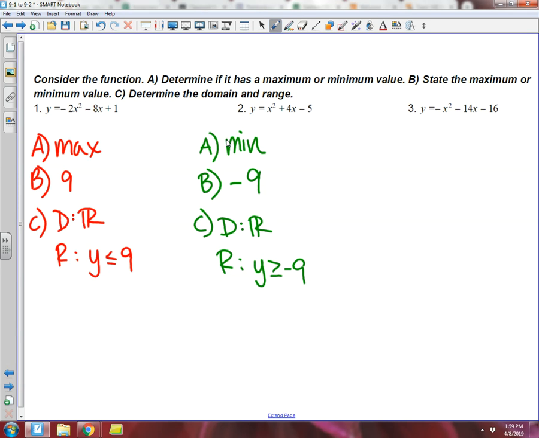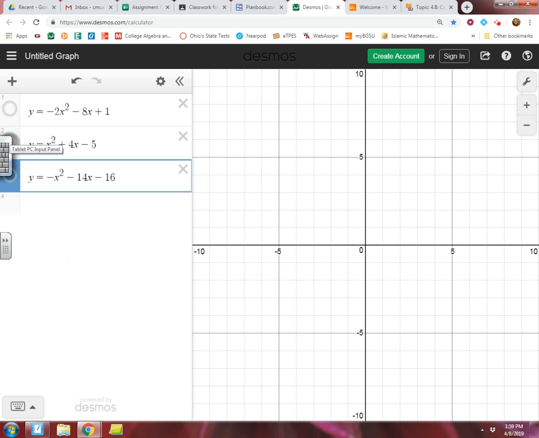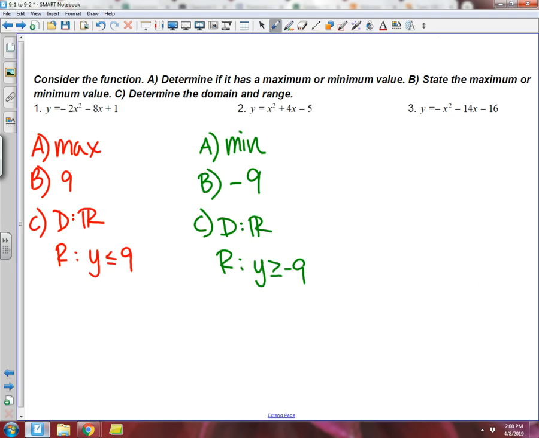This. Number 3. Okay, go ahead and turn that second one off, and we'll turn the third one on. It looks like I need to zoom out. Is that what your graph looks like? Is it a big max this time? Okay, well, I'm glad you told me it was a max because that's my first answer. What is it? 33. And then my domain is all real numbers.